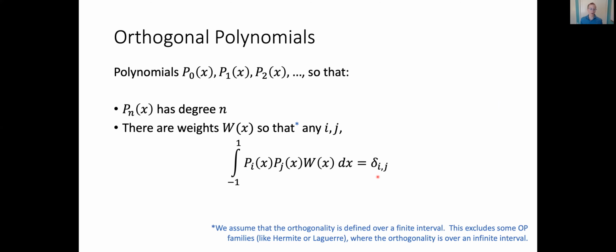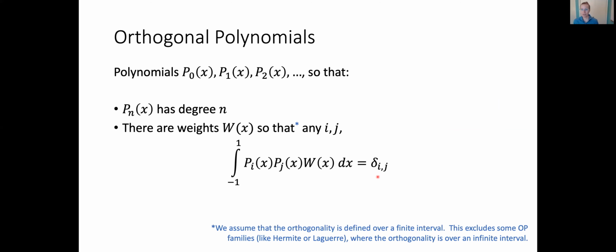And for this talk, I'm going to assume that the orthogonality is defined over some finite interval. And if it's defined over a finite interval, then without loss of generality, that interval may as well be -1 to 1. This does exclude some orthogonal polynomial families, like Hermite or Laguerre polynomials, where the orthogonality is defined over an infinite interval. So our results are not going to apply to those. And it's an interesting open problem to try to extend this. But even with this restriction, orthogonal polynomials defined on finite intervals are a really rich class.